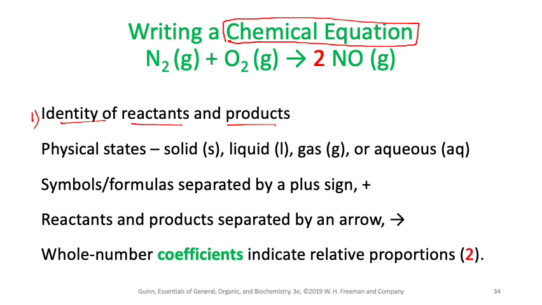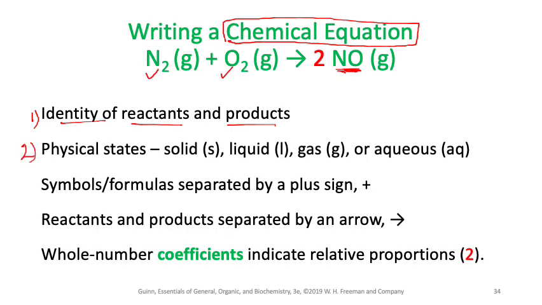So let's take this example. N2 plus O2 gives you 2NO. Which one is a reactant? N2 and O2, these two are reacting. And what you're getting is NO as a product. So we can easily know by looking at the chemical equation.